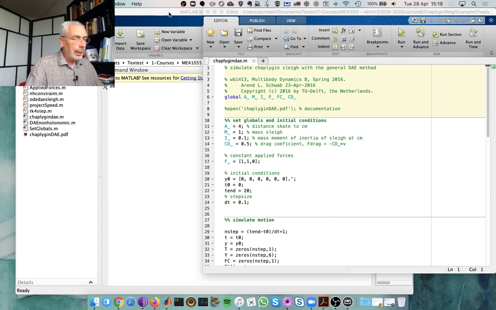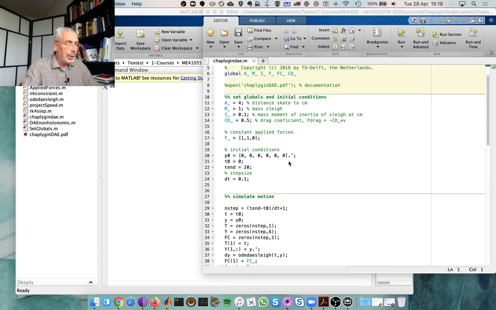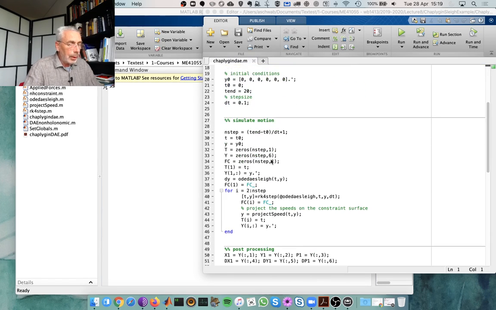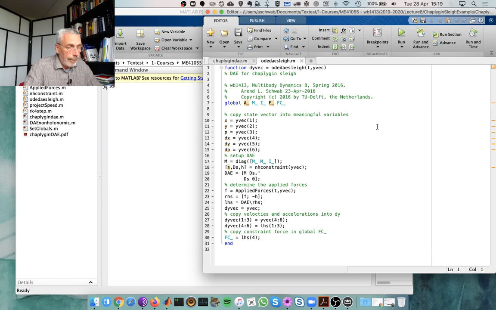Now we have to implement this, and the implementation is here. So this is the main file running the Chaplin sleigh. Of course, the backbone of the thing is the differential equation. So let's look at the ODE of the sledge. Yeah. So here we have this thing.